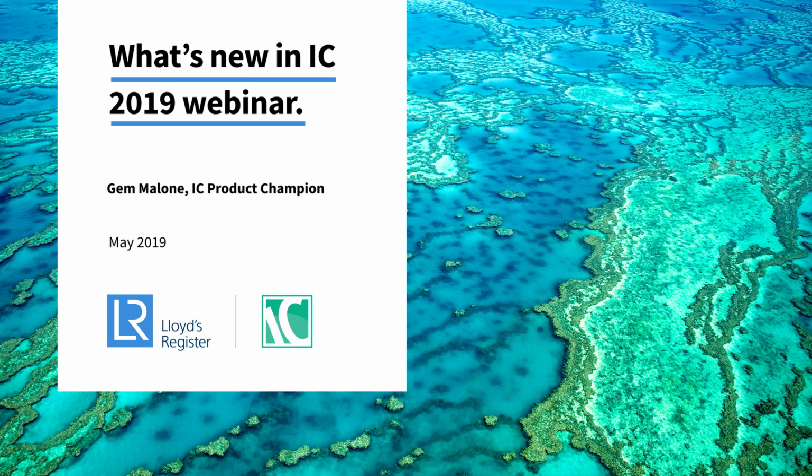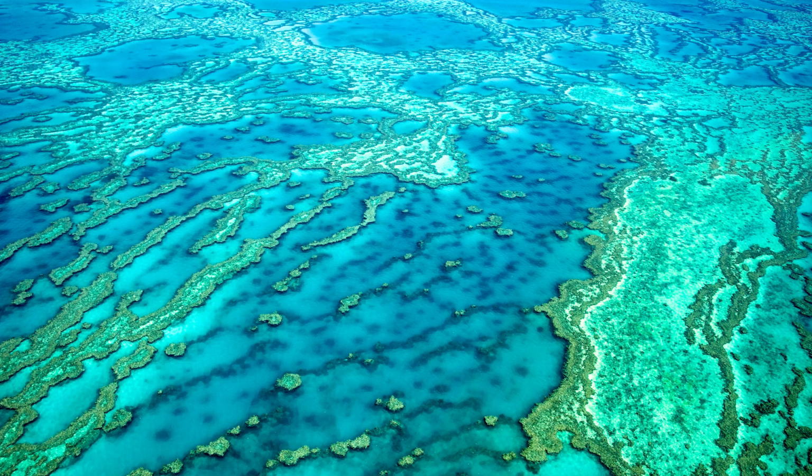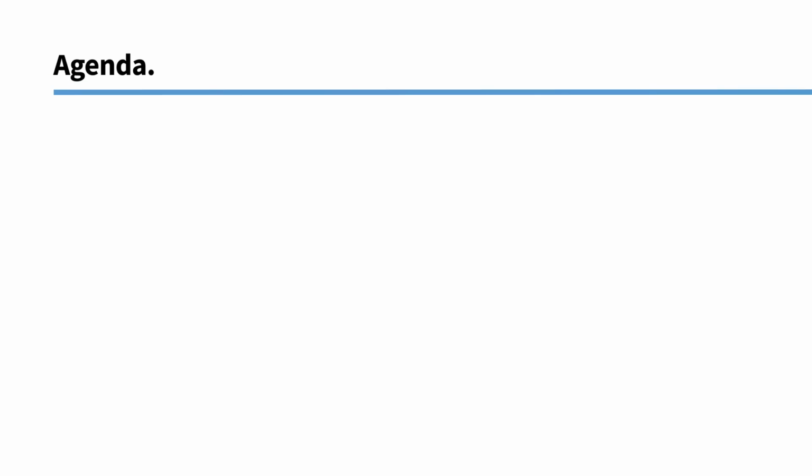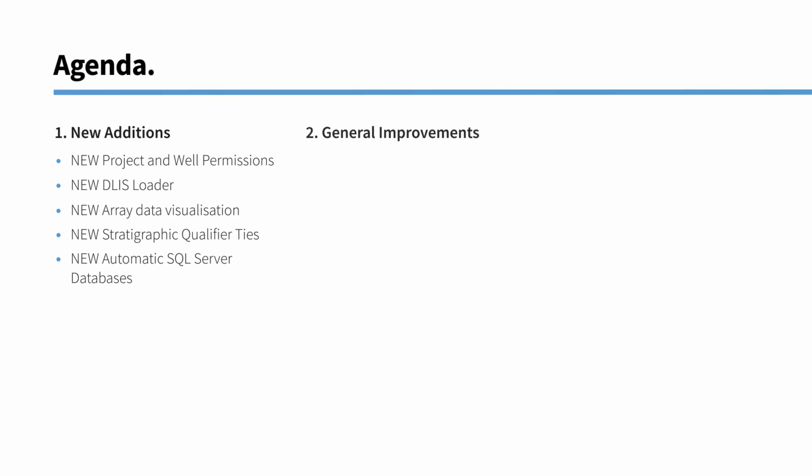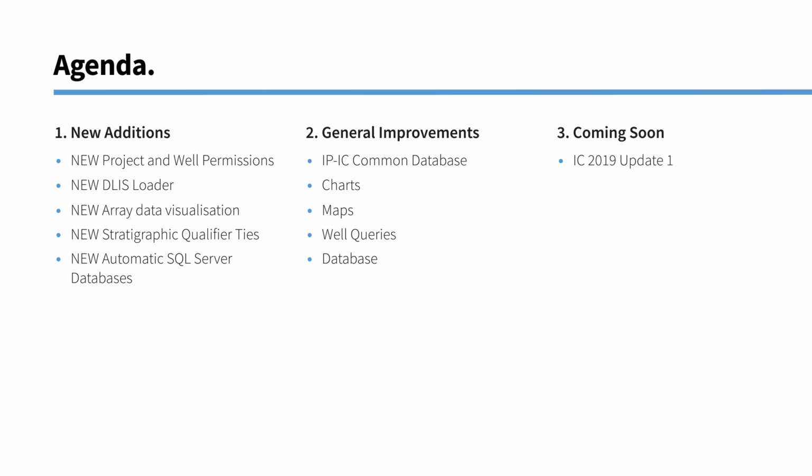For those of you that are aware, IC 2019 is now available for download and was released a couple of weeks ago. And the purpose of this webinar today is to allow you to get ahead of the curve, to show you some of the new features that are available within IC 2019, to talk about some of the general improvements that have been made to the software, and also to talk about IC 2019 Update 1 and what will be coming soon within the software as well.